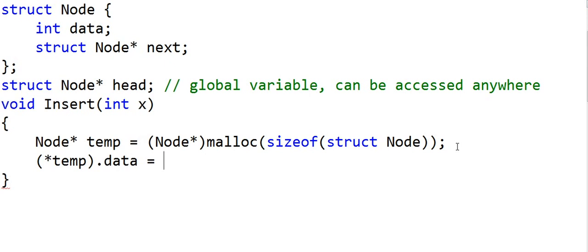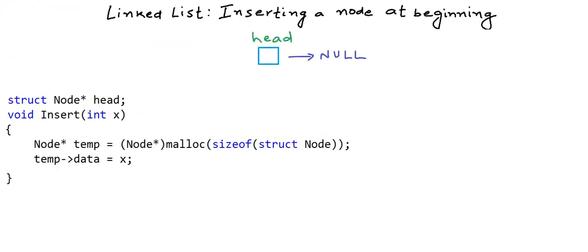So the data part will be x, and we have an alternate syntax for this particular syntax. We could simply write something like temp and this arrow, and it will mean the same thing, and this is more common. With these two lines in the insert function, all we are doing is creating a node.